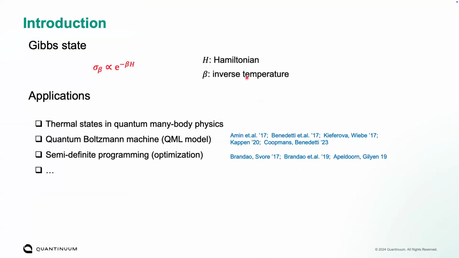I don't think I need to introduce a lot, but just to set the stage, this is a Gibbs state that we're interested in. So sigma beta is proportional to exponential minus beta h. And here h is the Hamiltonian of our interest, and beta is inverse temperature. And then, of course, there are many applications. I'm pretty sure that you are interested in studying a thermal state property of the quantum many-body systems. On a bit more algorithmic side, we also have applications in quantum machine learning models or optimization problems and so on. So if you can prepare this Gibbs state, we expect that this is very useful for other applications as well.